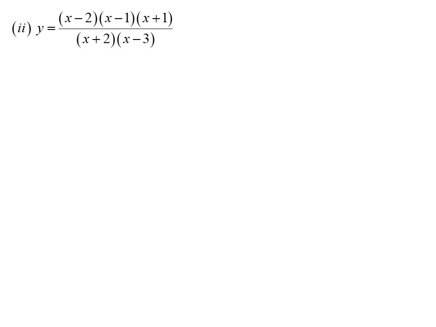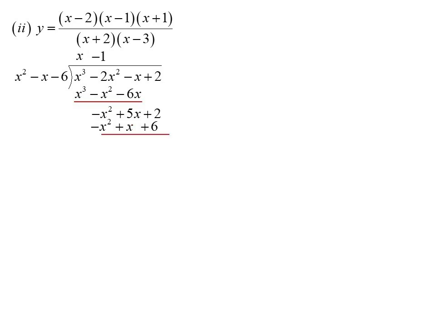Okay, what about this one then? I've got a cubic over a quadratic. Well, let's do the division on that one. And it looks like x minus 1 and a remainder of 4x minus 4. It could be rewritten that way. Okay, let's get the information out of it.